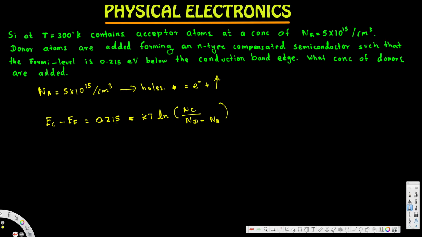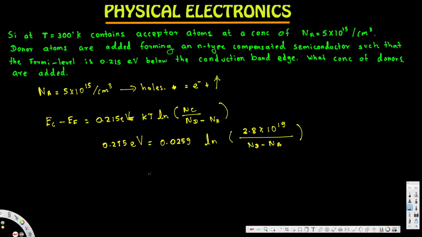Now let's look at the equation. This is in electron volts. For the kT value, you have to multiply the Boltzmann constant with the temperature. If you multiply that, you will get 0.0259 ln of NC for silicon. You have to look up NC for silicon at 300 degrees Kelvin, which is 2.8 times 10 to the power of 19. This will usually be given in the question. And ND minus Na is in the denominator.